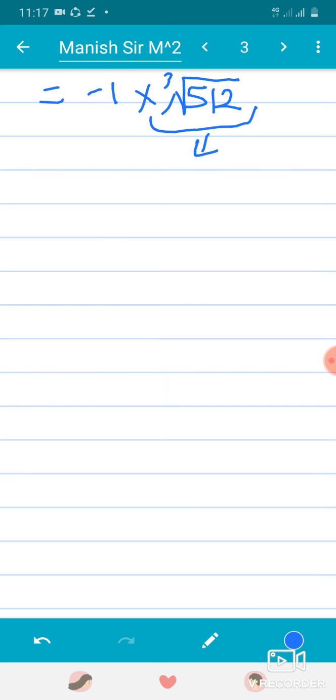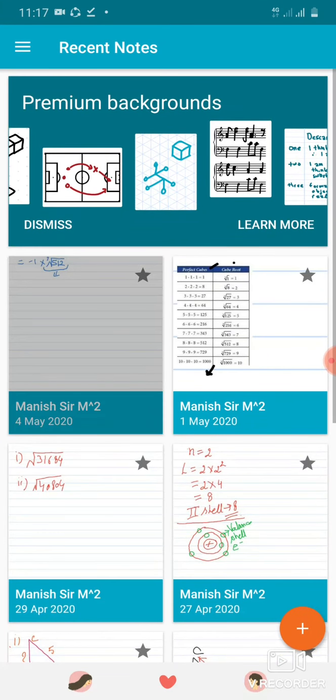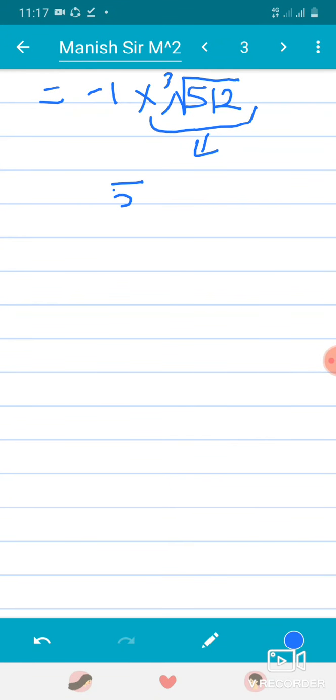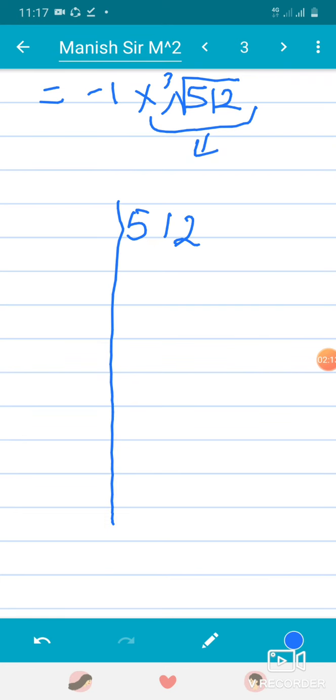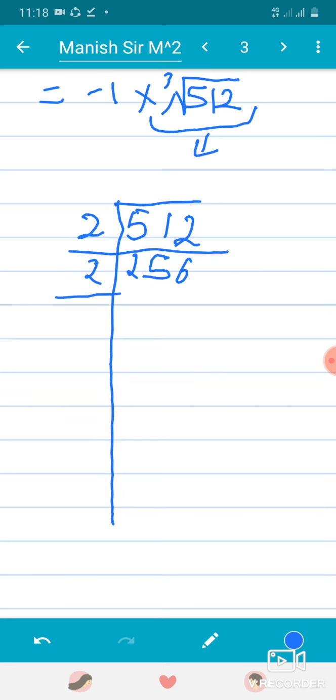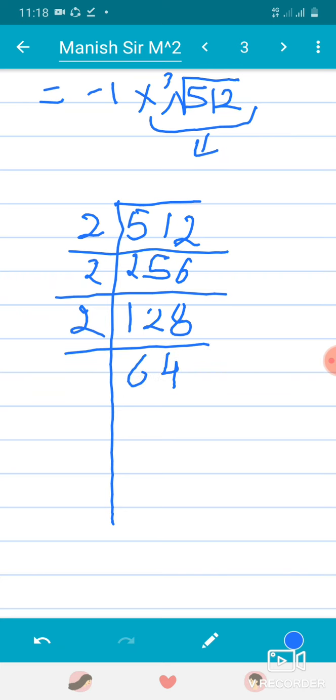Then we can solve the cube root of 512 with the help of the factorization method. So write down 512 in the factorization method. Firstly, 512 is an even number, so divide by 2. 2 2s are 4, 2 5s are 10, 2 6s are 12. Again divide by 2. 2 1s are 2, 2 2s are 4, 2 8s are 16. Again 2, 2 6s are 12, 2 4s are 8. Again 2 times, 2 3s are 6, 2 2s are 4. Again 2 times, 2 1s are 2.